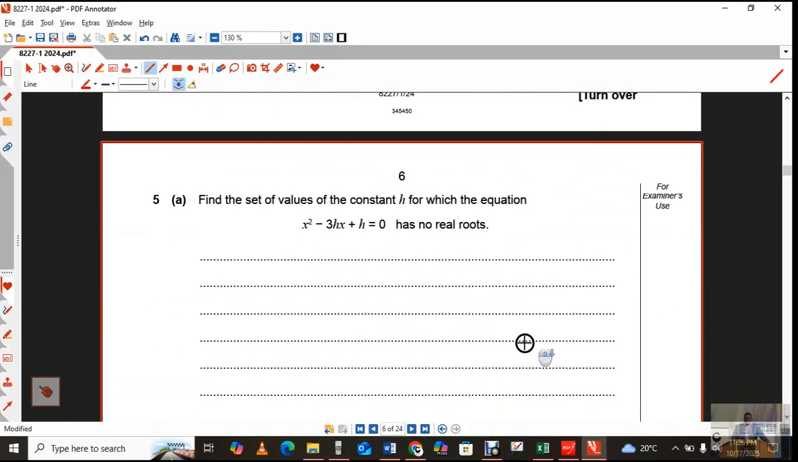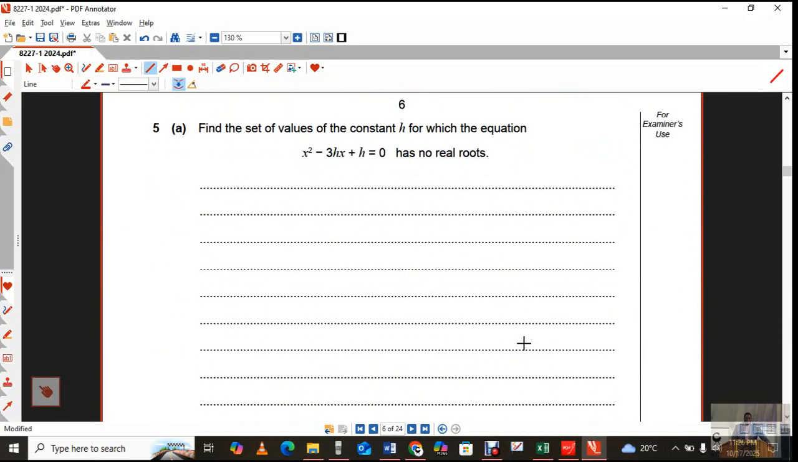Okay, right. Let's then go and start with question 5. Question 5 says, find the set of values. And whenever you are asked to find a set of values, a range of values, you are dealing with an inequality, for which the constant h for which the equation has no real roots. Remember the discriminant, which is b squared minus 4ac. If there are no real roots, then that is going to be less than 0. So that is a very important concept.